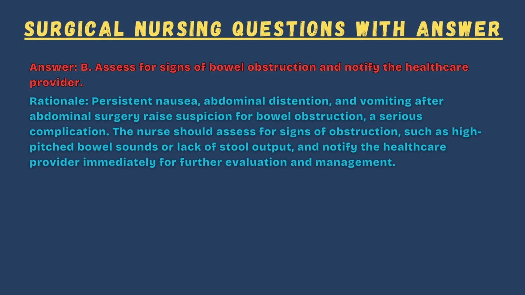Answer: B. Assess for signs of bowel obstruction and notify the healthcare provider. Rationale: Persistent nausea, abdominal distension, and vomiting after abdominal surgery raise suspicion for bowel obstruction, a serious complication. The nurse should assess for signs of obstruction, such as high-pitched bowel sounds or lack of stool output, and notify the healthcare provider immediately for further evaluation and management.